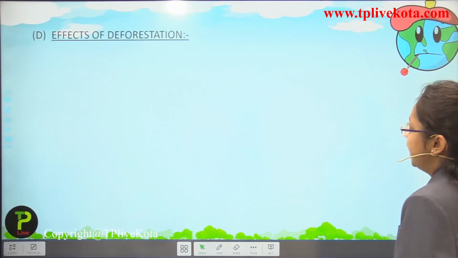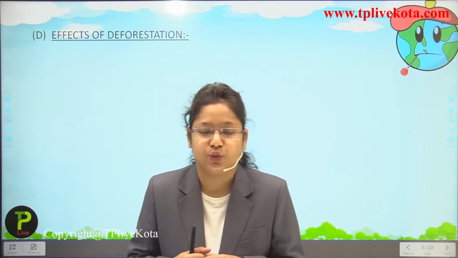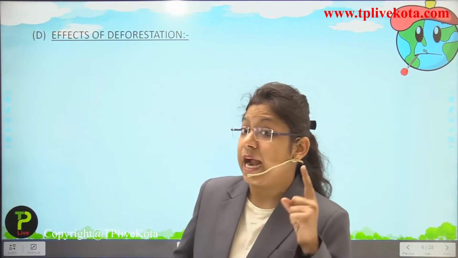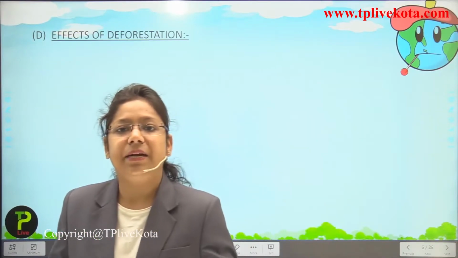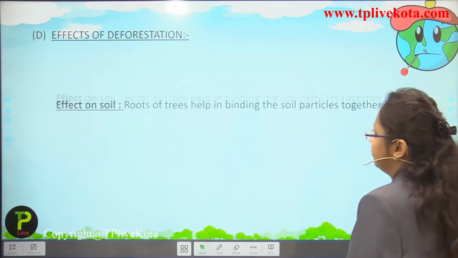Now, next is effects of deforestation. What can be the effects of deforestation, students? What happens if you are deforesting? The amount of carbon dioxide will be increased in that place, because the plants which were present there were taking in the carbon dioxide from the humans. Now, what will happen if you are cutting down the trees? Who will take your carbon dioxide there? So, let us see the effects of deforestation.